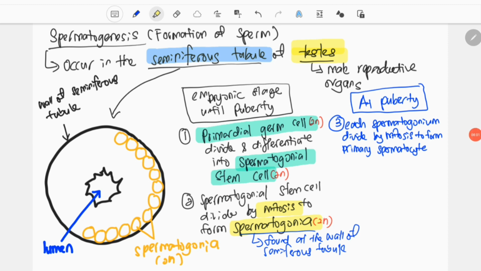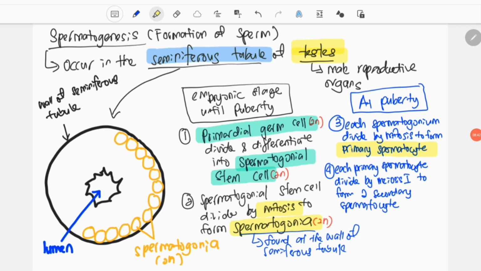Next, at puberty, each of the spermatogonium will divide by mitosis to form a group of cell, iaitu primary spermatocytes. So, satu spermatogonium buat mitosis, jadilah dua primary spermatocytes. So, since proses adalah mitosis. So, at this point, mitosis sudah berlaku sebanyak 2 kali untuk form primary spermatocyte. So, still 2N diploid sebab masih lagi proses mitosis. So, satu spermatogonium jadi 2 primary spermatocyte.